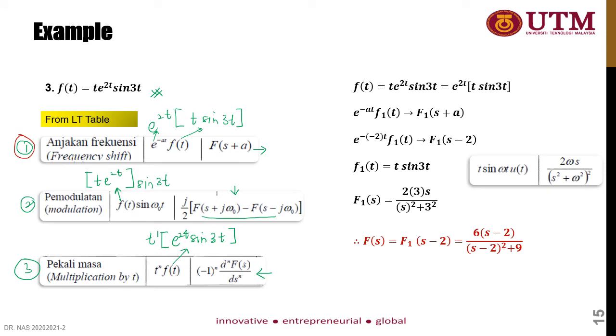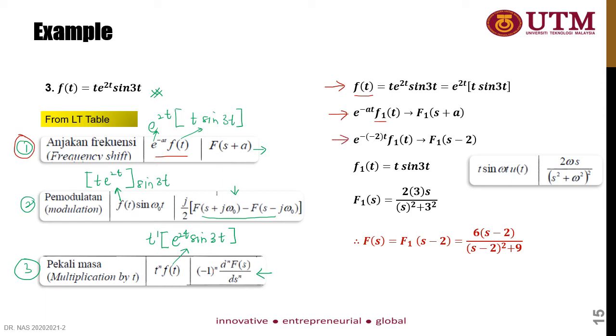So now, this is the given function. You can rewrite the given equation to suit the function you have from the table. From the table you have this function e to the minus at f. In this case, I name it as f1(t) because the general equation is given by f(t). So it is equal to, in S domain, F1(s plus a). Now compare the given equation with the value you have. This is from the table and this is from the equation you have.